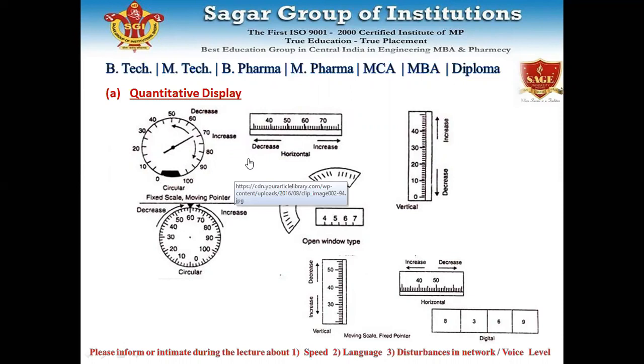Are you able to see this quantitative display? Yes, sir. Okay. So these are all quantitative displays. There are many types of displays. This is vertical scale, horizontal scale. This is again a digital one, and these are all analog scales. This is circular dials which measure the numbers.